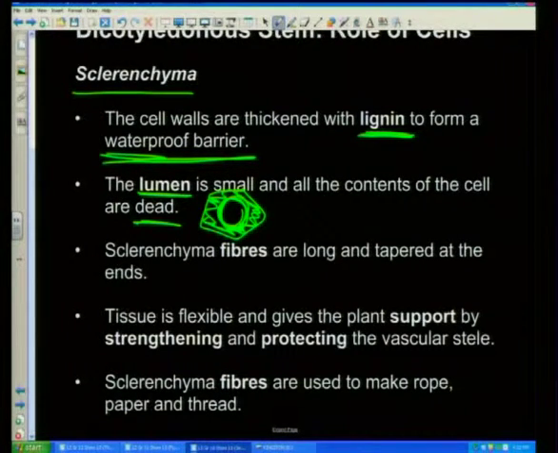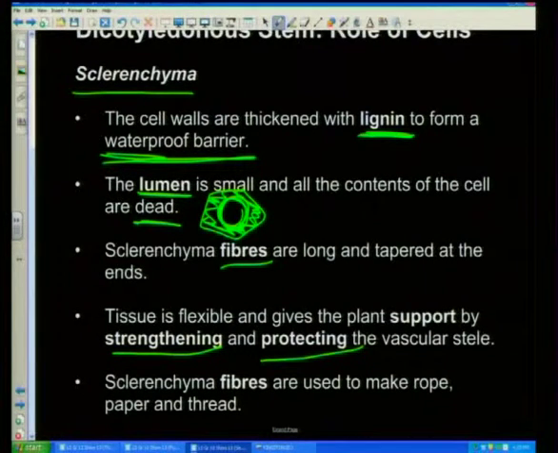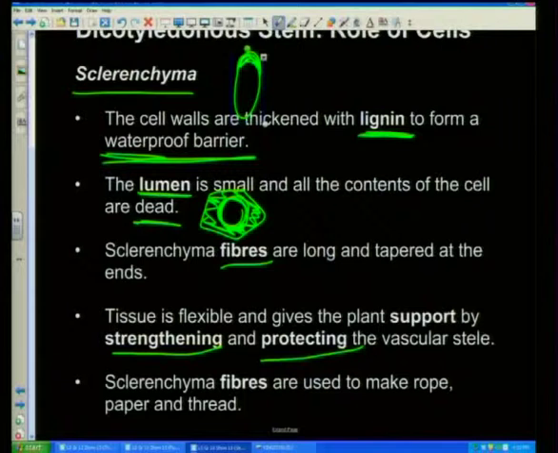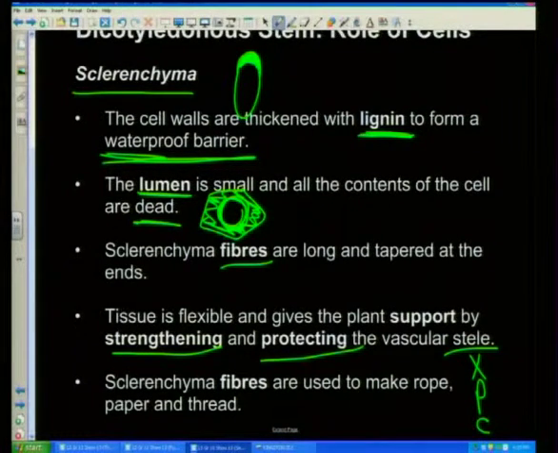Okay, the sclerenchyma fibers are long with tapered ends, and what do they do? They help the plant to be flexible, but they provide strength and also protection of the vascular stele. Now remember, your sclerenchyma forms the little sclerenchyma cap. Okay, that little cap is the strengthening and protection that we're talking about here of the vascular stele. The vascular stele is made up of the xylem and the phloem and the cambium, which is in between.